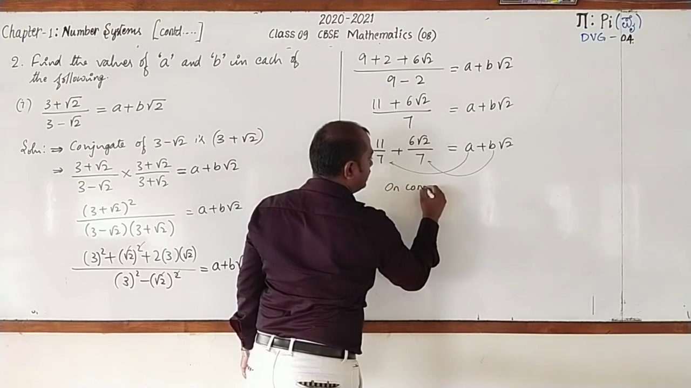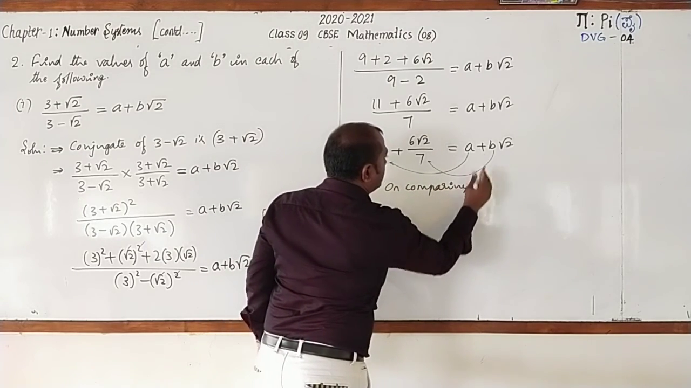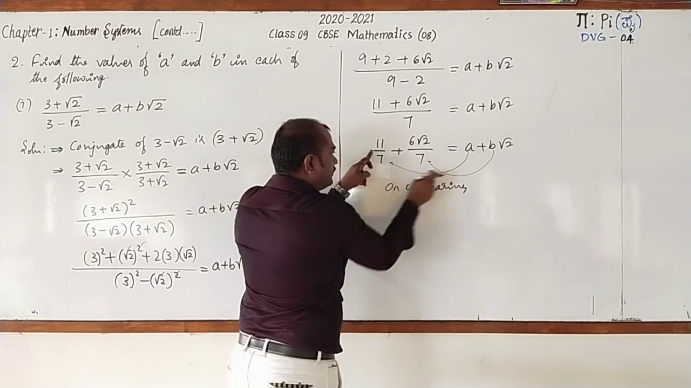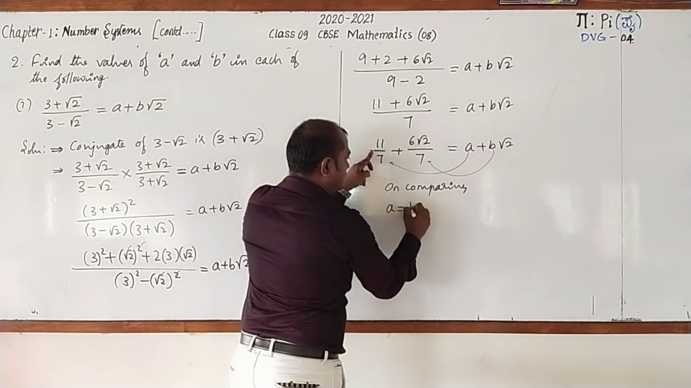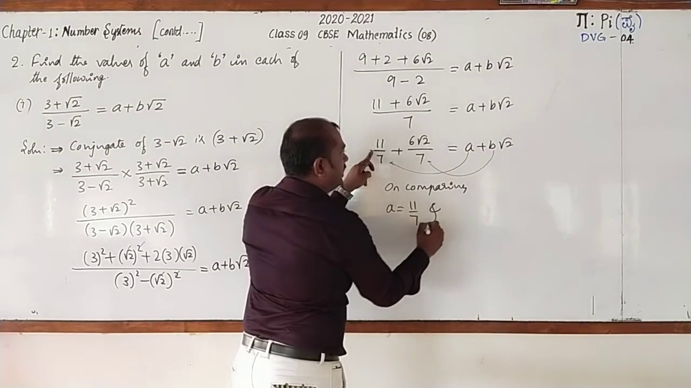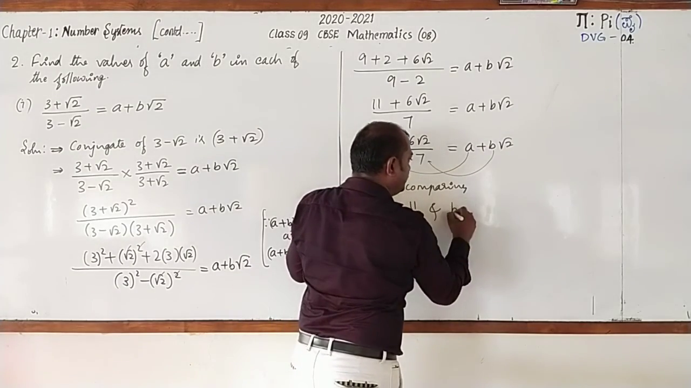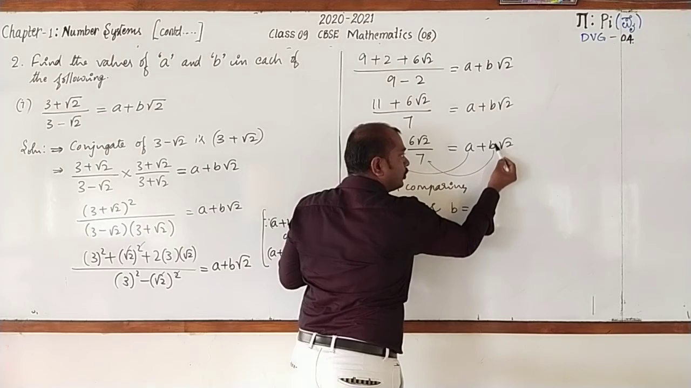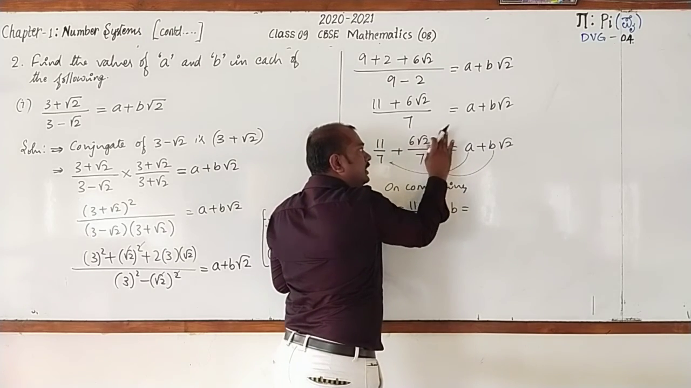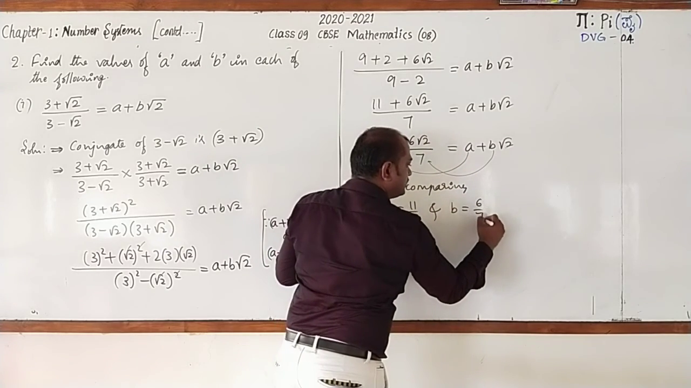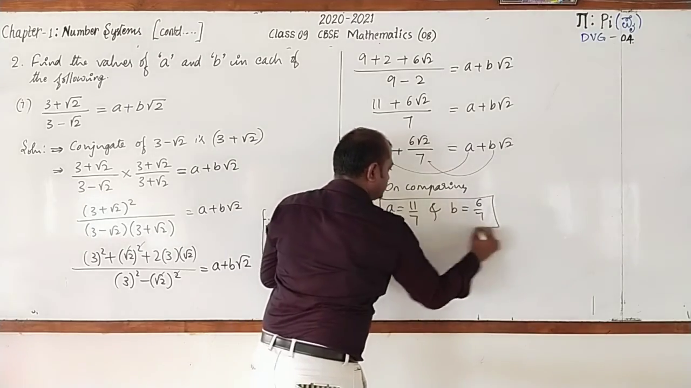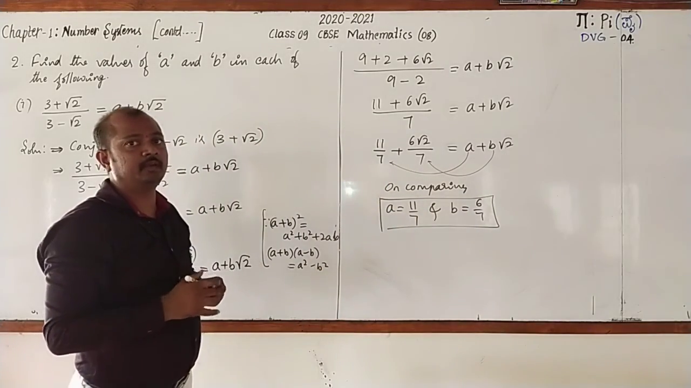On comparing, what is in place of a? It is 11 by 7. And what is in place of b? This is very important. Root 2 is here, root 2 is here. Neglect this. Remaining 6 by 7. These are the values of a and b.